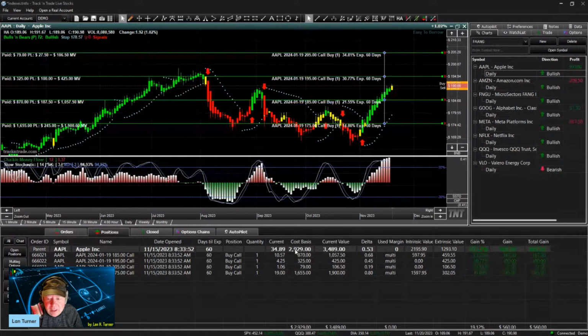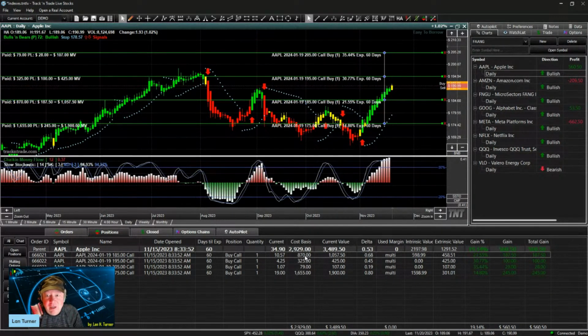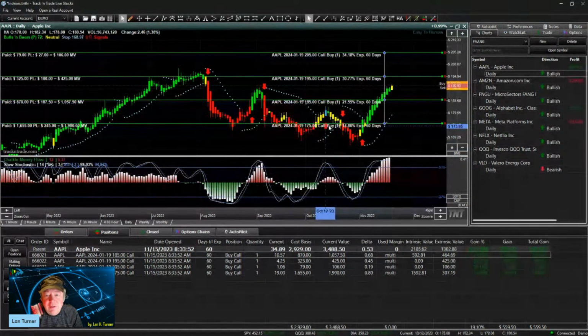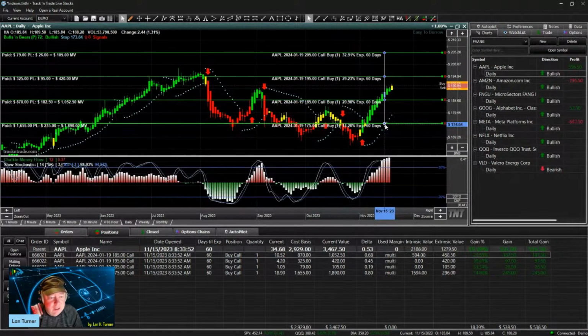All of them combined are 2,929. Each one individually, this one we paid $870 for. That's the 185 call. Oh yes, it is the one. Yeah, 185 call. Okay, let's start down here. Let's start with the 175 call. The 175 call. That's the one that's deep in the money.